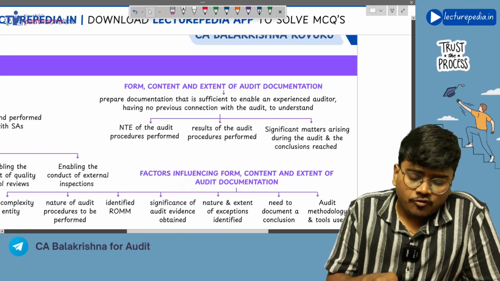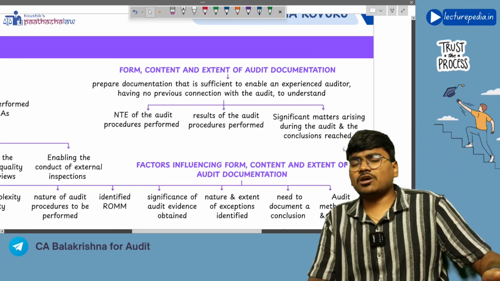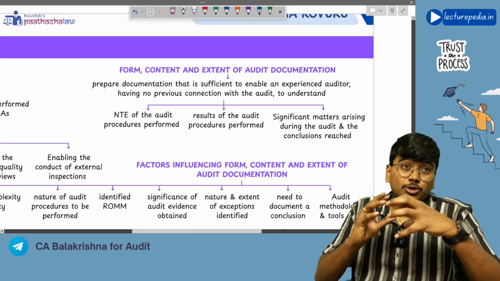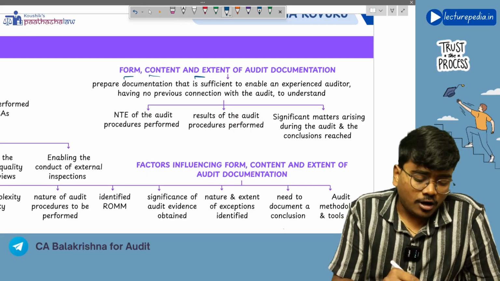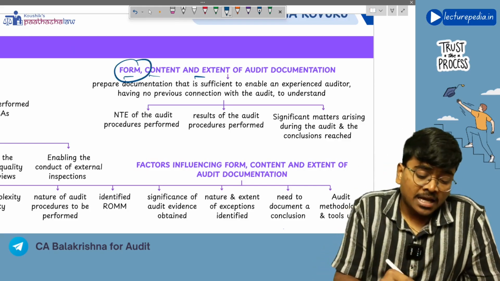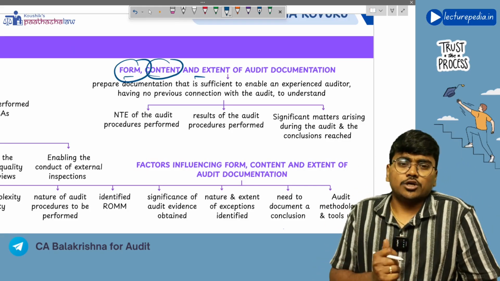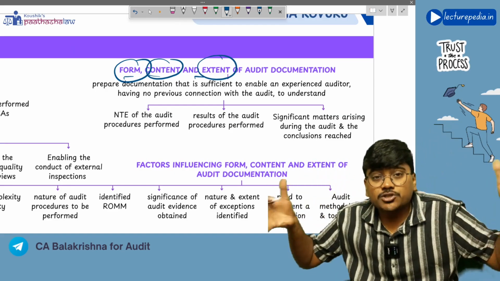Next, form, content, and extent of documentation. See, you need to prepare audit documentation. Form means in which format you need to maintain it. Content means what should be there in that audit documentation. Extent means how much documentation is required.